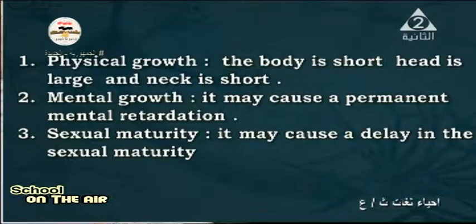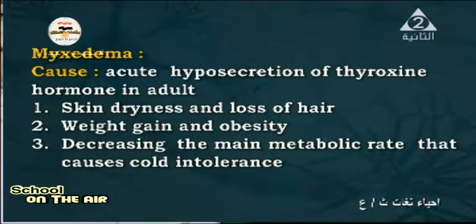What happens if the hyposecretion of thyroxine occurs during adulthood? It leads to myxedema. Myxedema is a type of hyposecretion of thyroxine in adults. It leads to skin dryness and loss of hair. Number 2, weight gain and obesity, which means the weight of the body will increase beyond normal due to the hyposecretion of thyroxine.